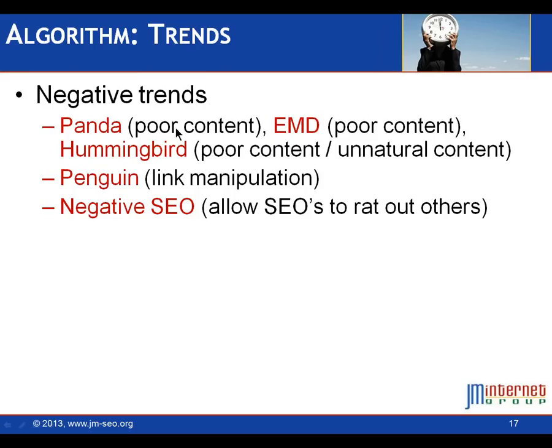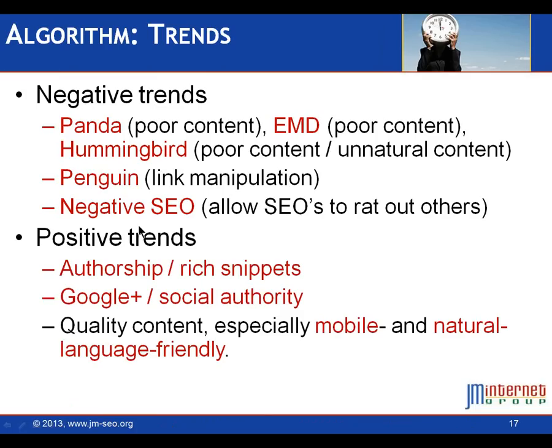So what are the trends that we're seeing, say, in the last year? Panda update: that is an attack against poor content. So what's the takeaway? Don't write poor content, meaning better keywords, better grammar, better natural syntax. EMD is an attack against exact match domains with poor content. Hummingbird, the latest, is an attack against poor content and unnatural content. I don't care whether you call it an algorithm change or an update, it's a trend. Penguin is an attack on link manipulation, and the other big trend that we've seen in negative is negative SEO, which is Google now allows people to go rat out their neighbors. I mean, how Gestapo is that? You can go and rat out your competitor to Google. Those are your negative trends.